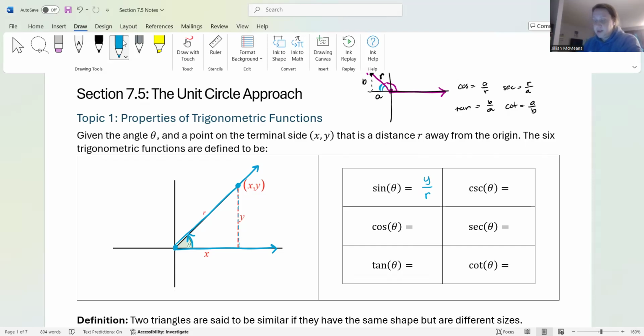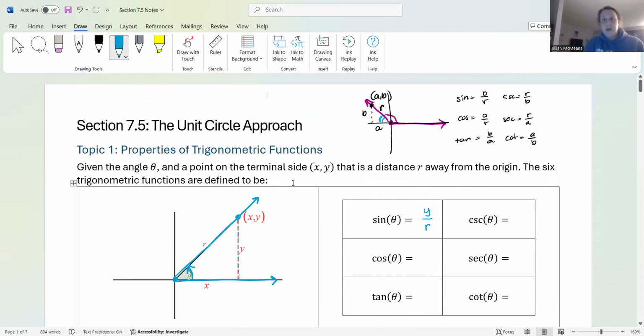Well, that matches exactly what we had up here. Instead of calling it y, we called it b, and it was b over r. Well, it's the same thing. It's just y over r now. Cosine we know is the adjacent side over the hypotenuse. So in this picture that we've drawn, that's x over r. Well, that's exactly what we had up here, except we were calling the point AB and we had a over r. Well, a represents the x coordinate. So let's just call it x over r.